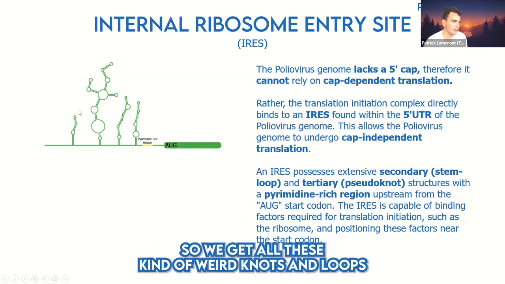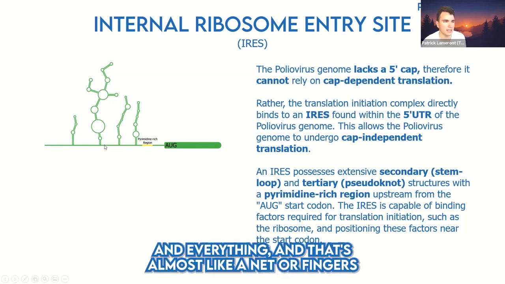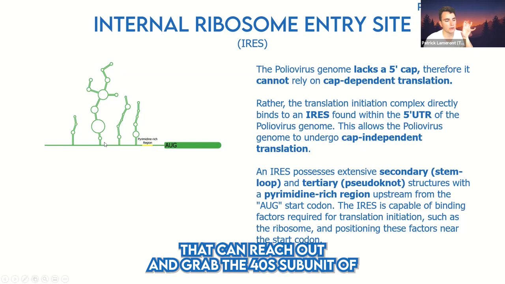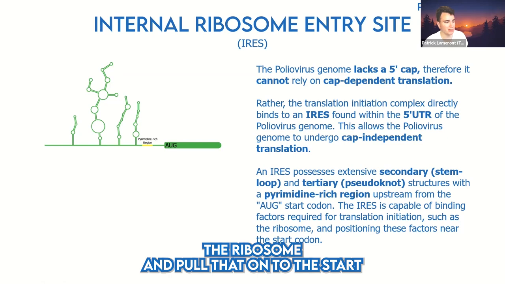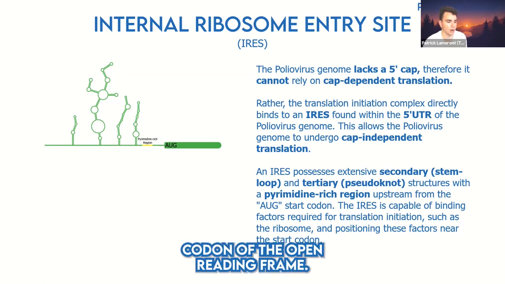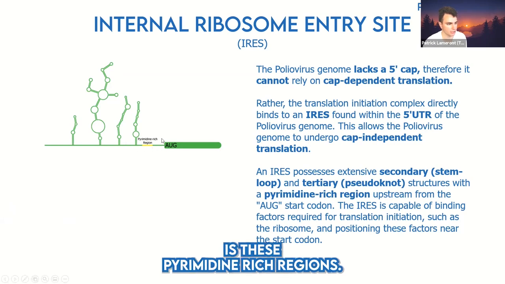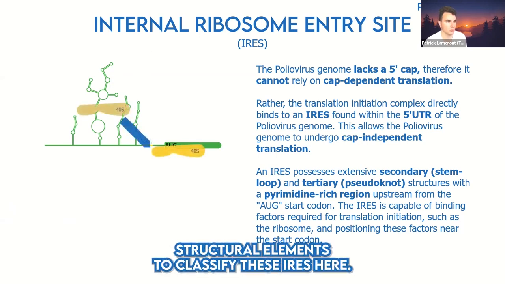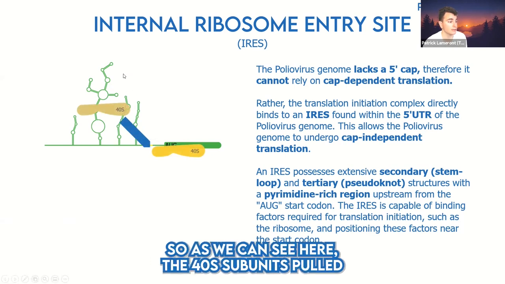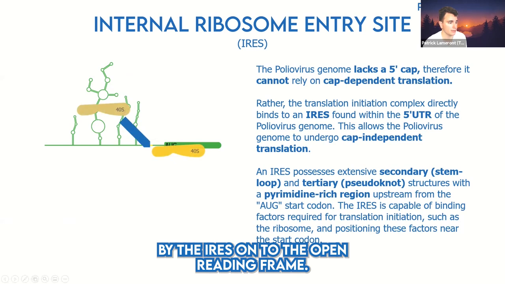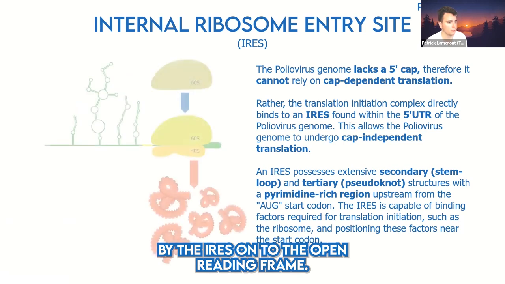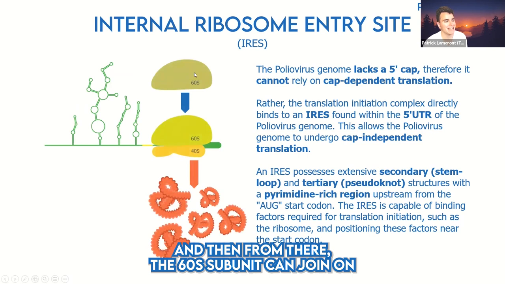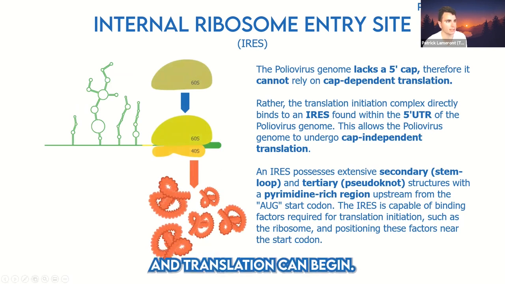So we get all these weird knots and loops, and that's almost like a net or fingers that can reach out and grab the 40S subunit of a ribosome and pull that onto the start codon of the open reading frame. We also see another common feature is these pyrimidine-rich regions. And as a result, we can somewhat use those different structural elements to classify these IRESs here. So as we can see here, the 40S subunit is pulled by the IRES onto the open reading frame, and then from there, the 60S subunit can join on and translation can begin.